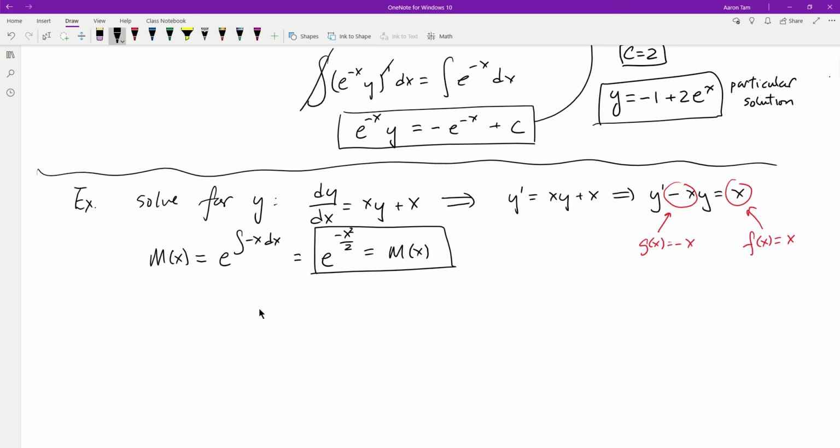So here's my equation. y prime minus xy equals x. I'm going to multiply this entire equation by e to the negative x squared over 2. So that becomes e to the negative x squared over 2 y prime minus x e to the negative x squared over 2 y equals x e to the negative x squared over 2.